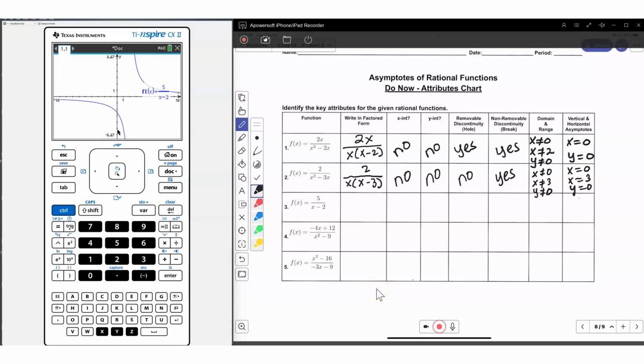For number 3, you notice that there's nothing that we can factor. It is in factored form, so it'll be 5 over x minus 2. Y-intercept, there is a y-intercept right here. So I'm going to go to the table, and I'm going to go to 0. So you have 0, negative 2.5.